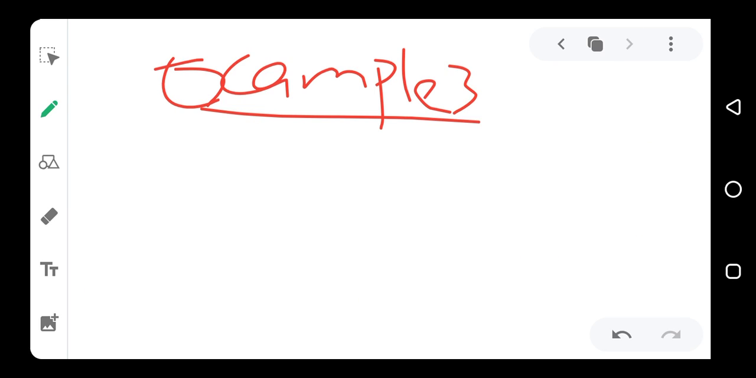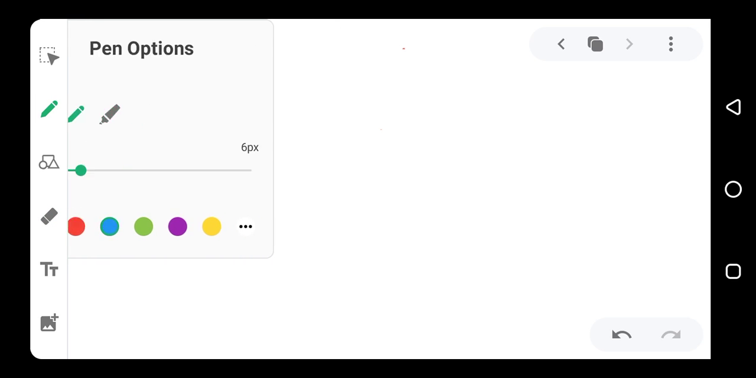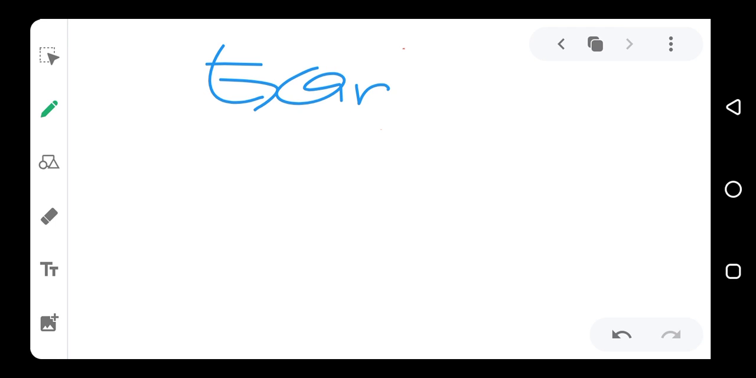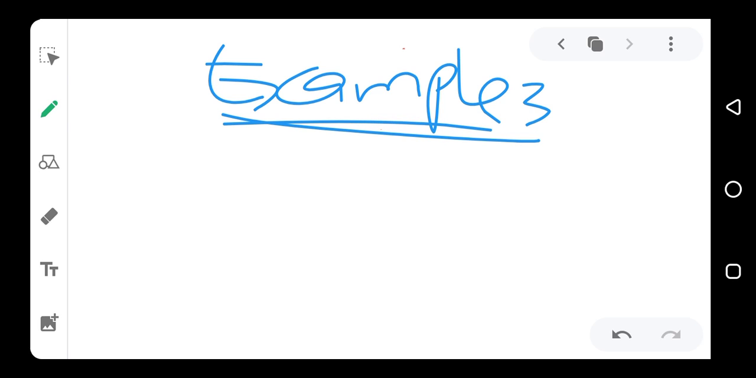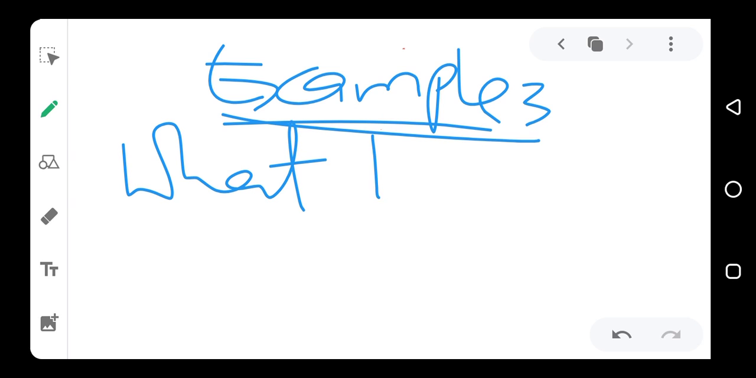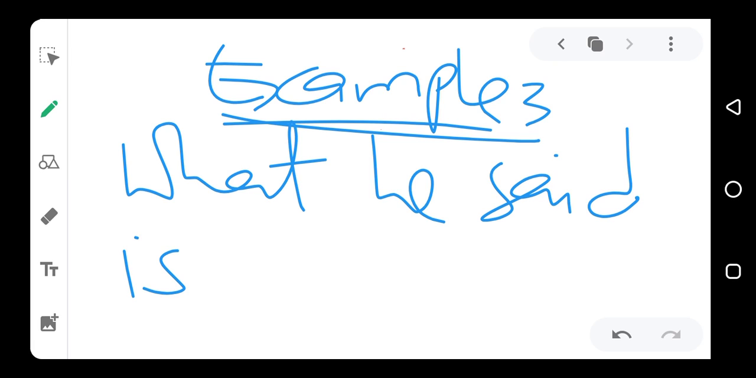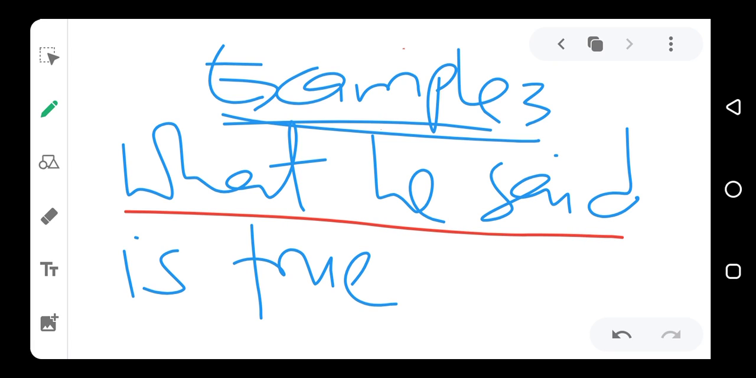Example 3. What he said is true. If we mark off this part of the sentence, what he said, and we are asked to identify it.